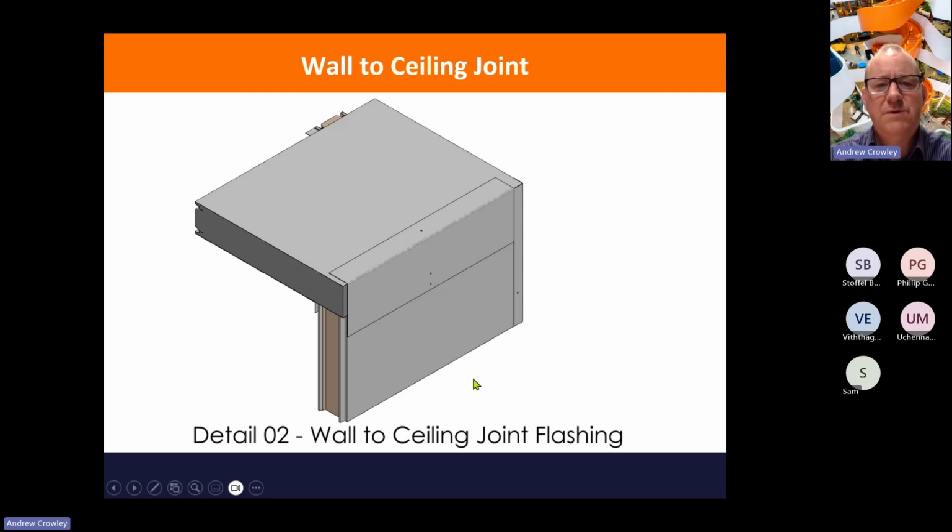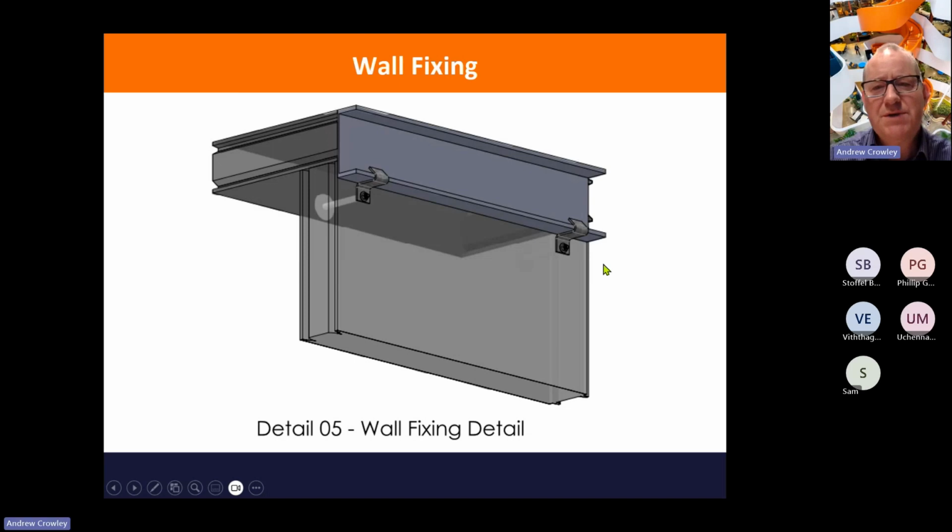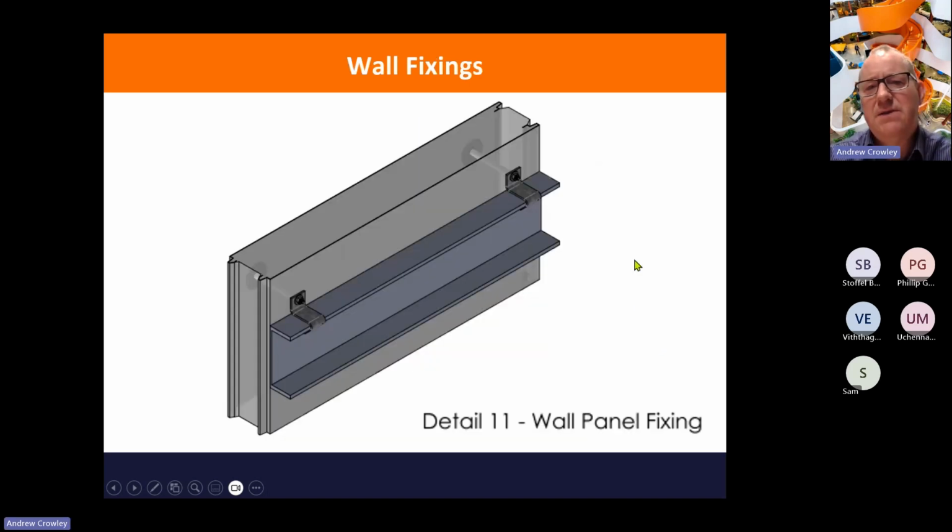Similarly, we do a wall to ceiling joint, and we can finish that off with a flashing. So in simple cases, we can just plonk the ceiling panel on top of the wall. Where we want to fix the wall panel to the steelwork, we can have through bolts connected via specially made brackets to hook on to, in this case, a PFC. Similarly, at the mid-height, we can have through bolts connecting to these brackets which hook on to the flanges of the PFC. So those are typical wall panel fixing details.